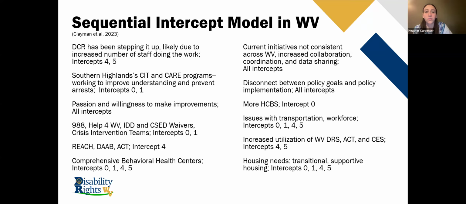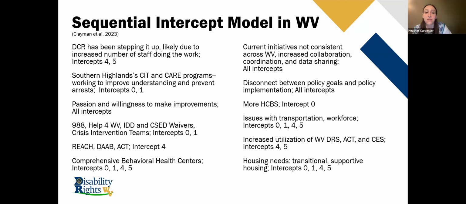So looking directly at the Senate Bill 232 report, we can see that West Virginia obviously has a willingness to want to improve, and they've built some capacity through programs like 988, Help for West Virginia, the IDD waiver, which is intellectuals with developmental disabilities, and the CSED waivers, which is for children with emotional disabilities. Sorry, I'm bad with all of the abbreviations. Sometimes I need to write a note off to the side for that. So the REACH initiative and the reentry councils meet regularly to help plan for successful reentry.